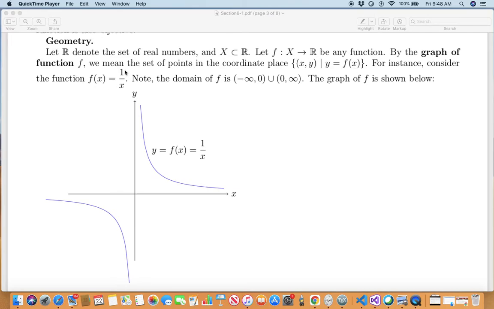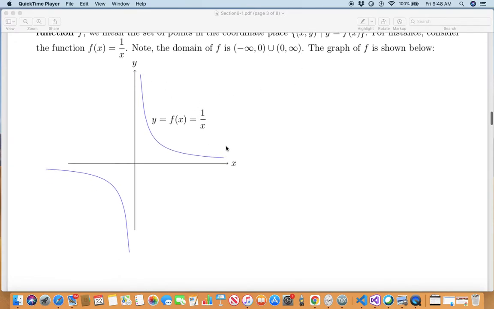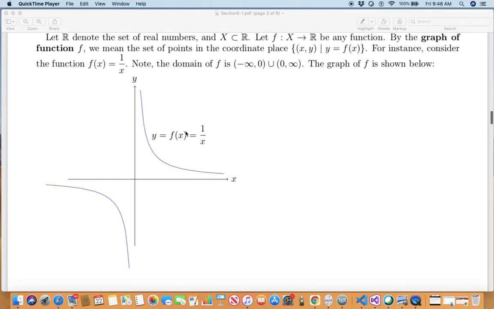So consider the function f(x) equals 1 over x. So the y coordinate has to be f(x), which is 1 over x. So for each x, you're associating y, that is 1 over x. Notice, this function is not defined at 0. So the domain is everything except 0: the open set negative infinity to 0, union, the open set 0 to infinity. And this is the graph. So the y coordinate is calculated by plugging the x coordinate into my function. That's how you find the y coordinate. So that's the graph of your function.